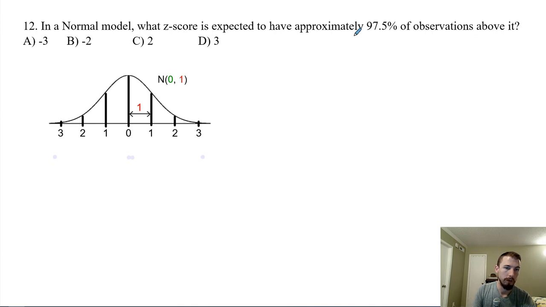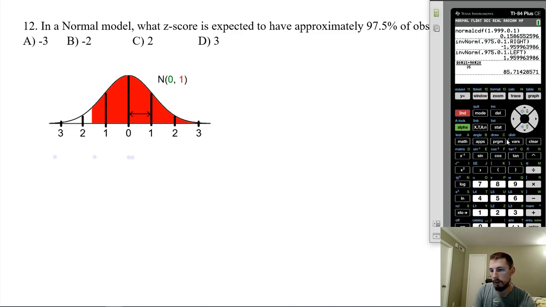All right, number 12. In a normal model, what z-score do we expect to have that percent of observations above it? If the observations are above it, it's not like we're measuring a percentile, we're actually measuring from the right. To do that, we could just put it in our calculator. Second distribution, inverse normal, and we're going to measure from the right. That's going to give us a value that actually looks familiar, which is closest to -2.